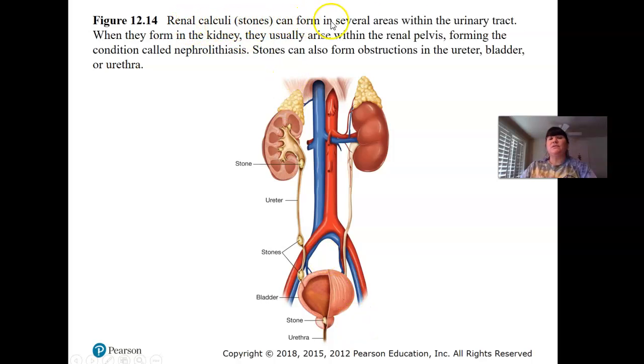Renal calculi stones can form in several areas within the urinary tract. When they form, they usually arise within the renal pelvis. That would be this part, the renal pelvis, forming the condition nephrolithiasis. Stones can also form obstruction of the ureter, bladder, urethra. So that's bad, if they block the urine flow.